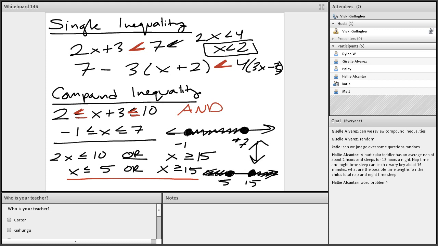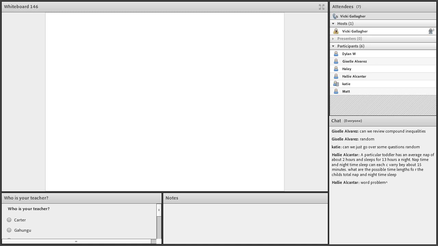Compound, it's a little bit more complicated. Make sure to pay attention to whether it's and or or. If it's or, you must write the word or in the answer. And then I've got our two graphs. And then the last type of problem is an absolute value.